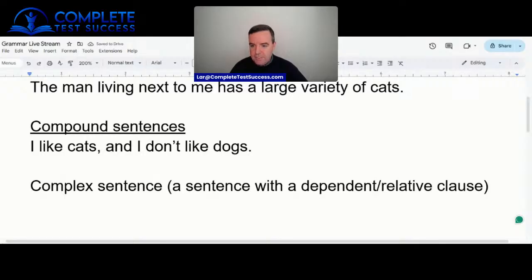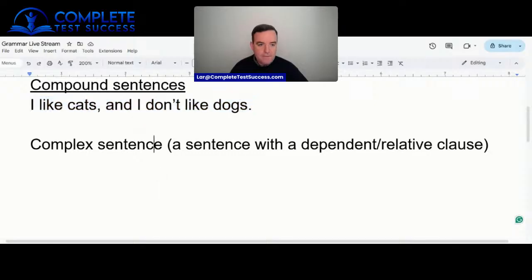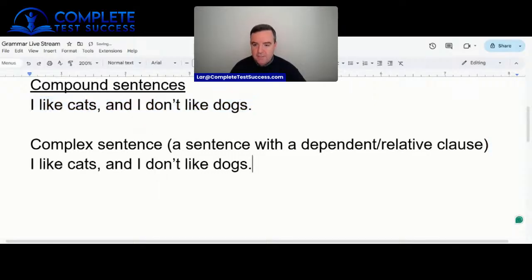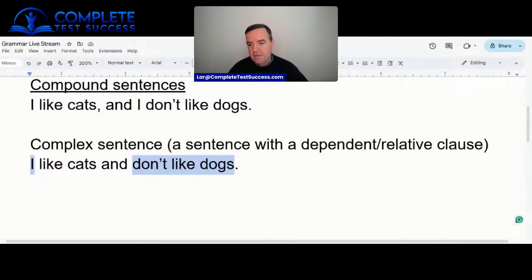So let me just take that sentence, I like cats and I don't like dogs. We can turn that very easily into a complex sentence. If I just remove the word I, I need to remove that comma as well. So if I like cats, so subject plus verb plus object, and don't like dogs, verb plus object. There's no subject here. So we take the subject I from the first clause to help us understand the second clause. So that is a complex sentence.